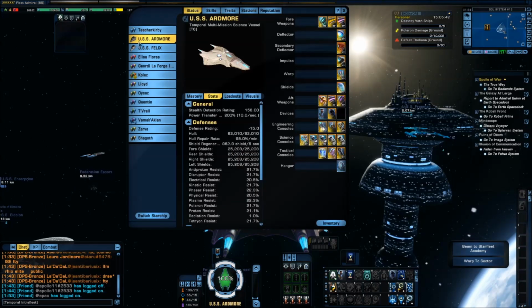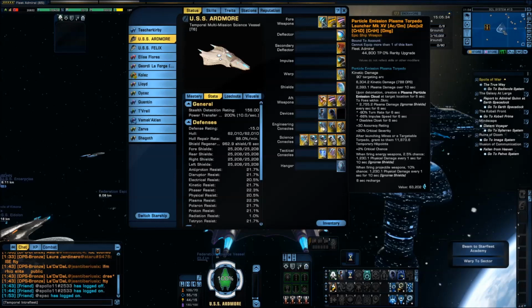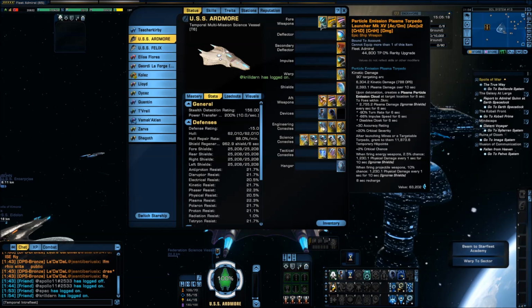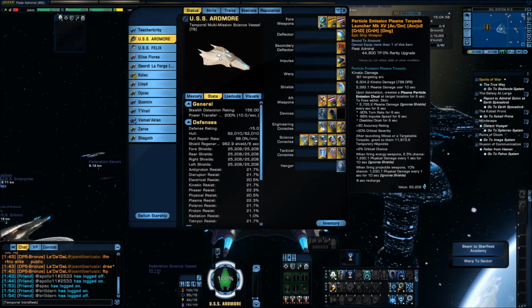All right, now let's take a look at the gear. So again, a must-have: the particle emission plasma torpedo launcher. Okay, this is a must-have. When you shoot off this torpedo with a torp spread, it shoots off a cloud. I can't remember what the cloud is called, but it is a cloud and it scales with EPG. Okay, and because it scales with EPG, it ends up going through the roof when you are using a science build like this.